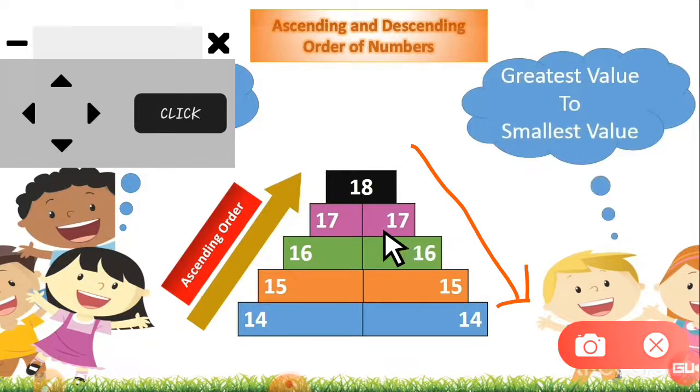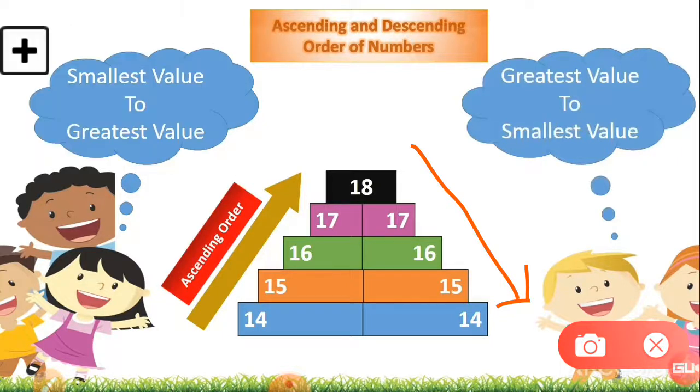Then which is the greatest value? Yes, 17. Then you can see here 16. See, you have to go greatest to smallest. Now you come to the smallest values. Now this is 15, which is also a smaller value. And now at the last, number 14. Reverse. So the arrow will go down, and this is the descending order. You have to go in reverse of the ascending order.